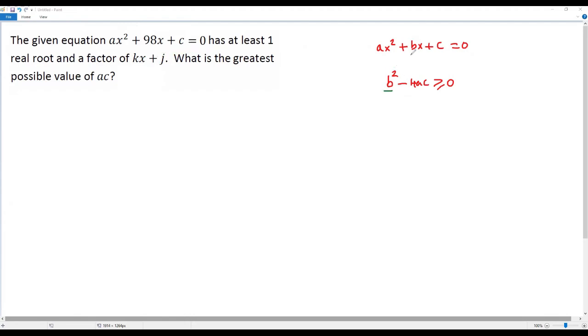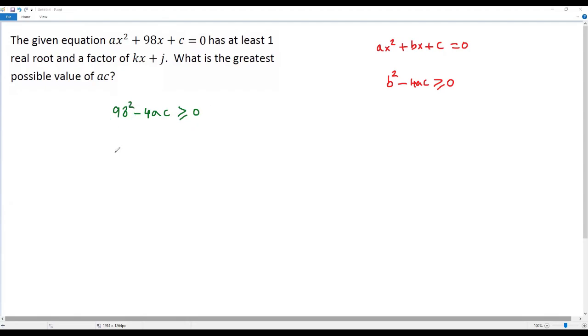Here b is the coefficient of x. In the given quadratic equation, the coefficient of x is 98. Then we get 98². Minus 4 times a, the coefficient of x², which is also the same a, and c is the constant term, and here also we have the same constant term c. So this is the discriminant for the given quadratic equation. And since the equation has at least one real root, the value of this discriminant must be greater than or equal to 0. Okay, now let's evaluate 98².